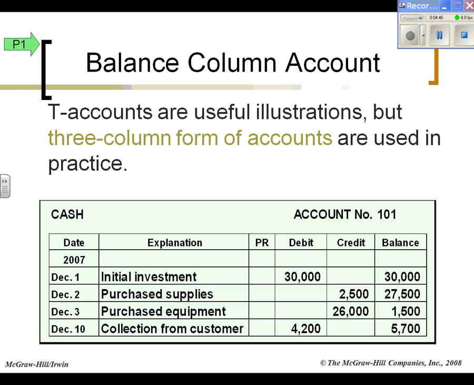Now we're going to post. And like I told you, T accounts, that's a quick and simple way to reflect the detail of an account in the ledger. And it says here useful illustrations, but in practice we're going to use a three-column form of accounts. And here's your example. On the left you have the date, then you're going to have the explanation, then you'll have the debits or credits and the eventual balance in the account.